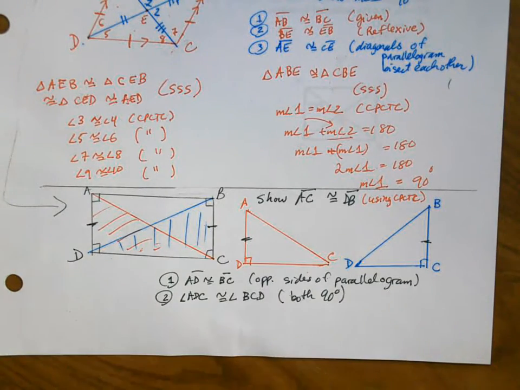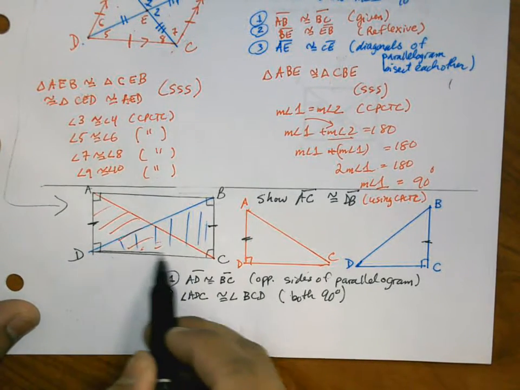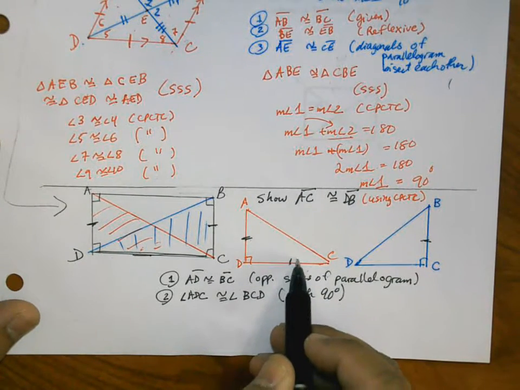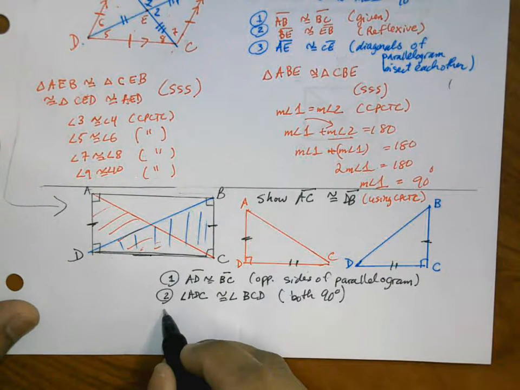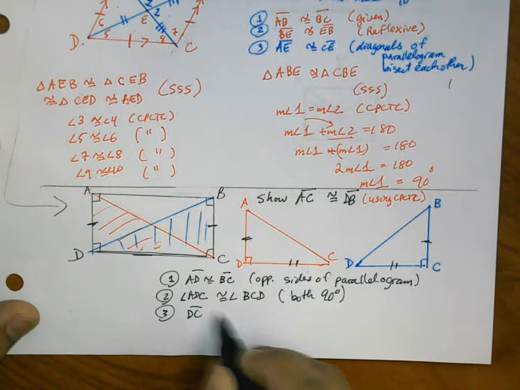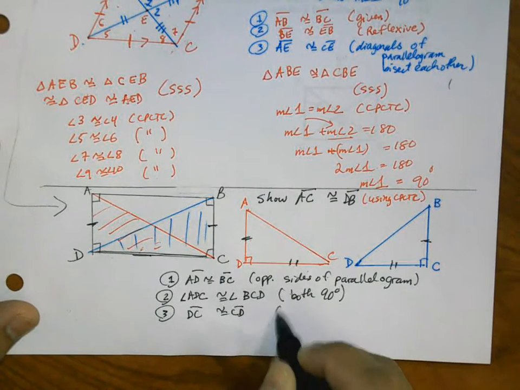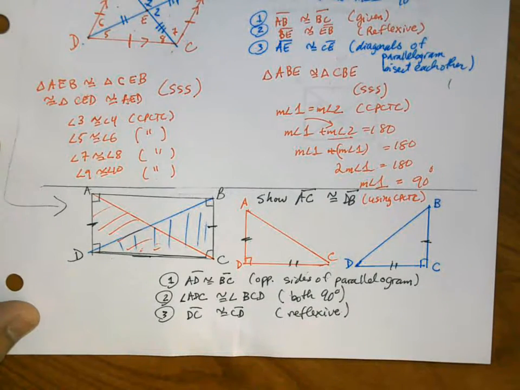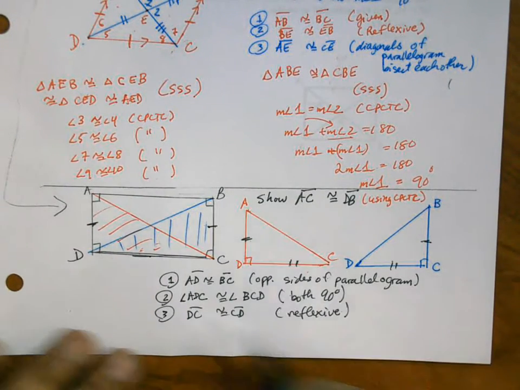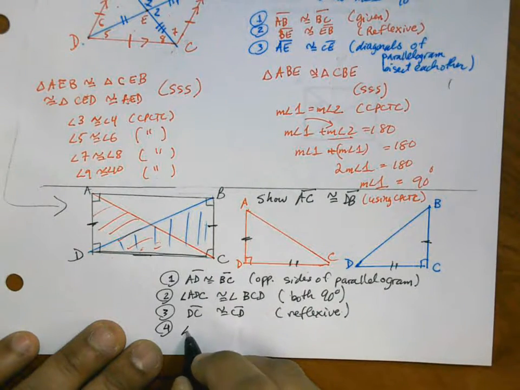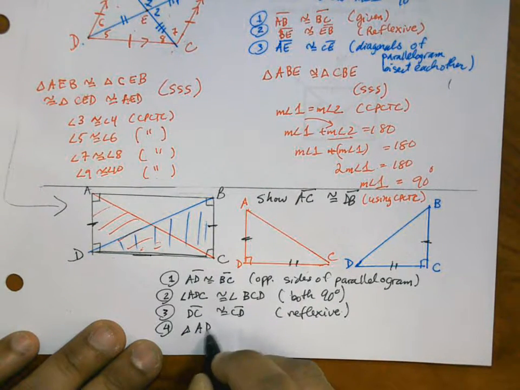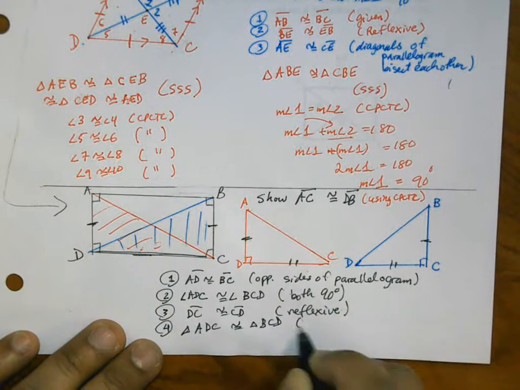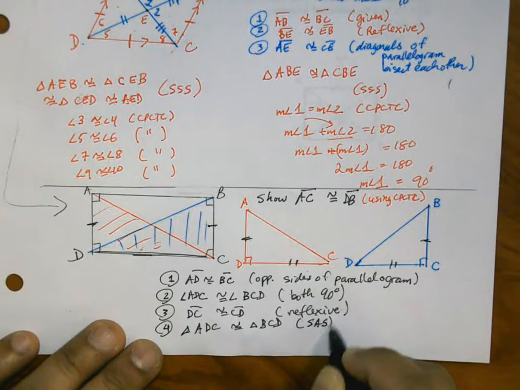And finally, very simply, if you look at this side length here, DC, it's the same side length for both triangles. DC and DC are the same. So DC is congruent to CD because it is reflexive. Okay. Therefore, the two triangles here must be the same. Triangle ADC is congruent to triangle BCD by side angle side.